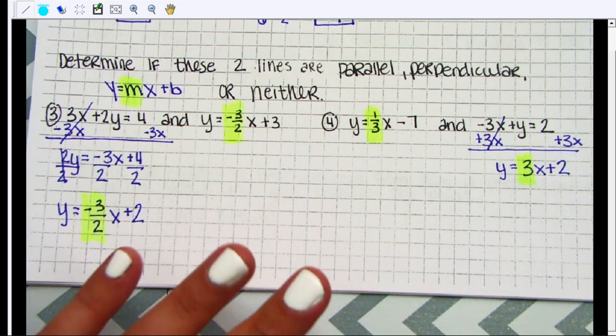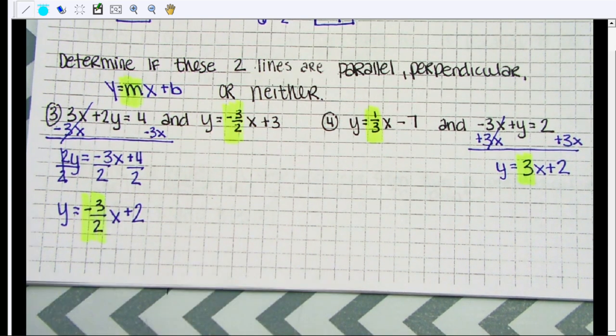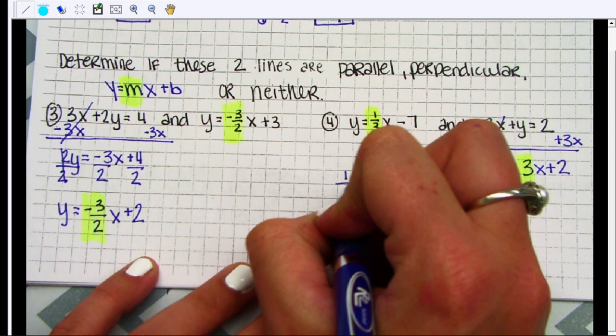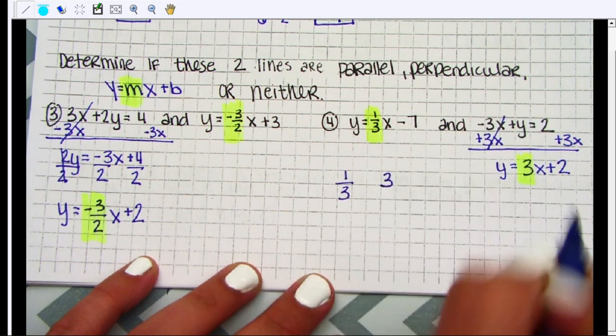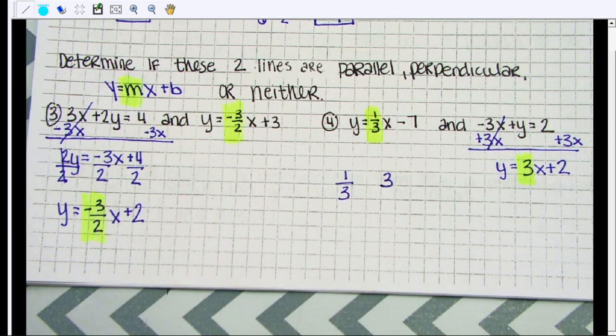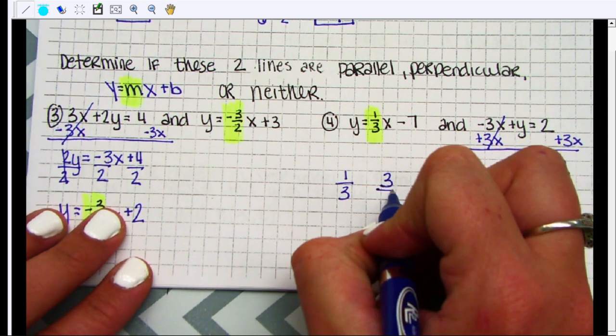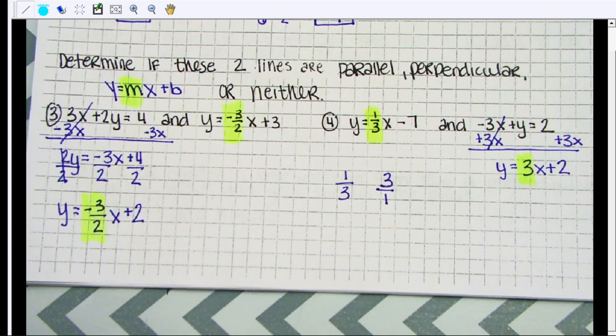Let's write them out separate, okay? If it's hard to see, I'm going to write 1/3 here. I'm going to write 3 here. Well, 3 is not a fraction. How can I make 3 a fraction? Put a 1 under it. Do those look like opposite reciprocals? Yes. What is opposite reciprocal?